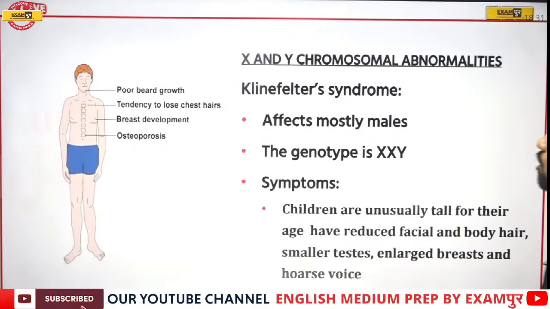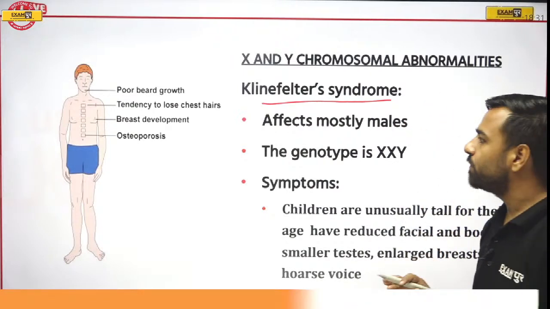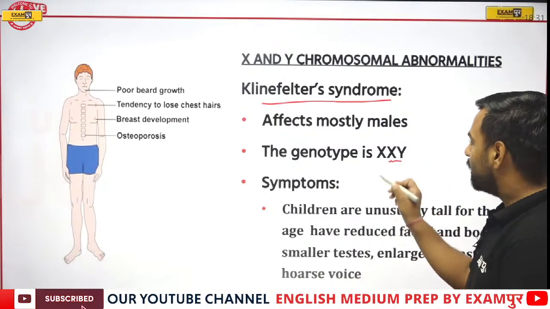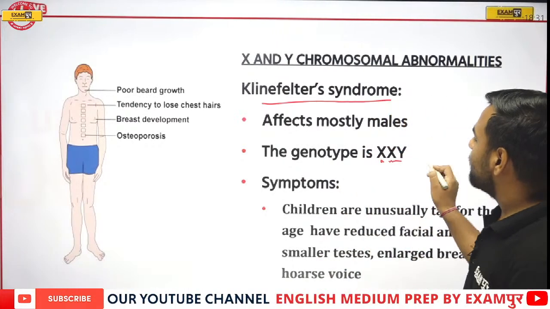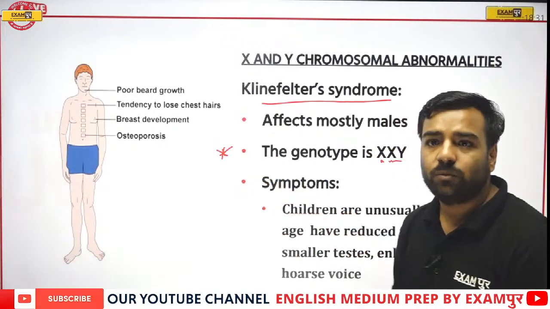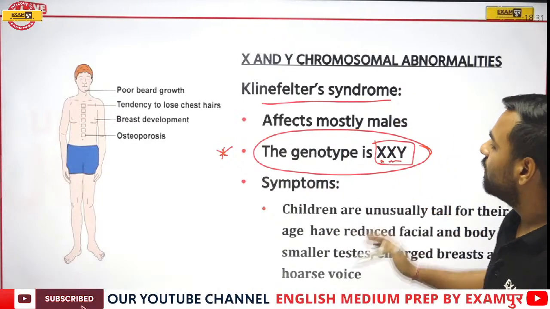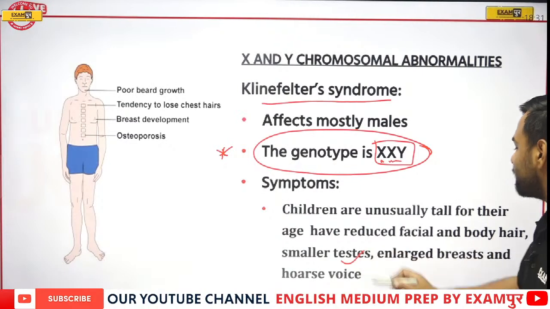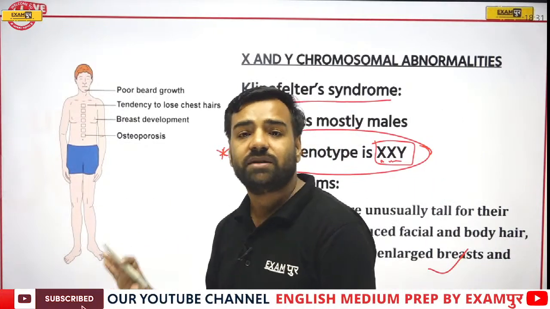Next, let's talk about Klinefelter syndrome. Now what is it? If we talk about the Klinefelter syndrome, this occurs mostly in males. We have already discussed, if I talk about this XY, here we have an extra X, that is an extra chromosome. Now someone may ask you, what is the genotype of Klinefelter syndrome? So remember, the genotype of Klinefelter syndrome is actually XXY. Now what will happen in this condition? Children are unusually tall for their age, have reduced facial and body hair, smaller testes, enlarged breasts and a hoarse voice. So these changes come in the male.